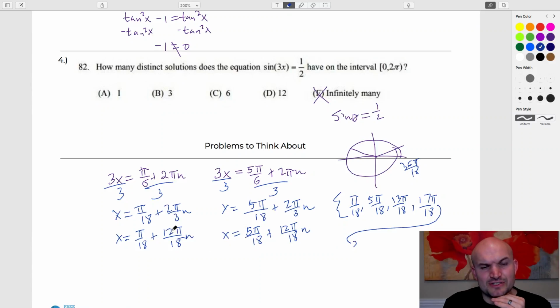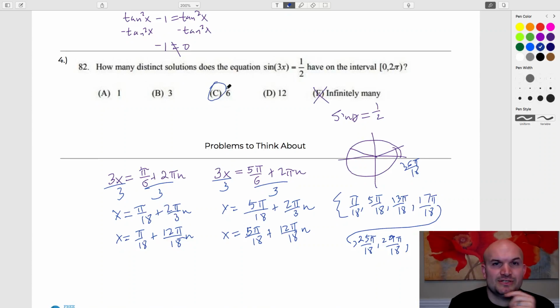So we have 17. If this is 2 pi, that'd be 24 plus 1, which would be 25 pi over 18. This would be 24 plus 5, which would be 29 pi over 18. And then let's try where n is equal to 3. That's going to be 36. Nope, that's not going to work. So therefore, 1, 2, 3, 4, 5, 6. Six, my answer is C.